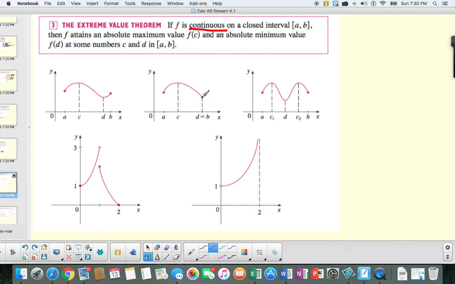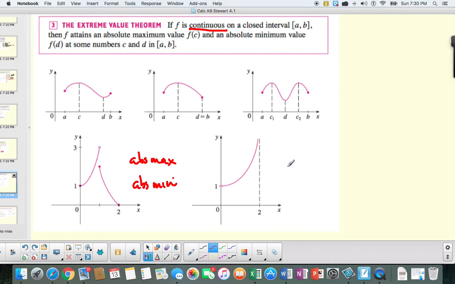Over here, the absolute min occurs at the endpoint, the absolute max occurs in the interval. And over here we have an example of maxes, more than one, and here's an absolute minimum. Now right here we have an absolute minimum, but we don't have an absolute maximum, and that's because we don't have continuity. You must have continuity in order to guarantee that you have both.